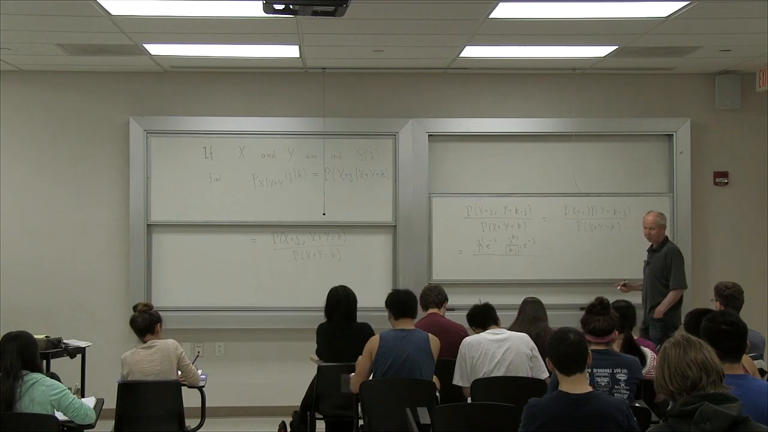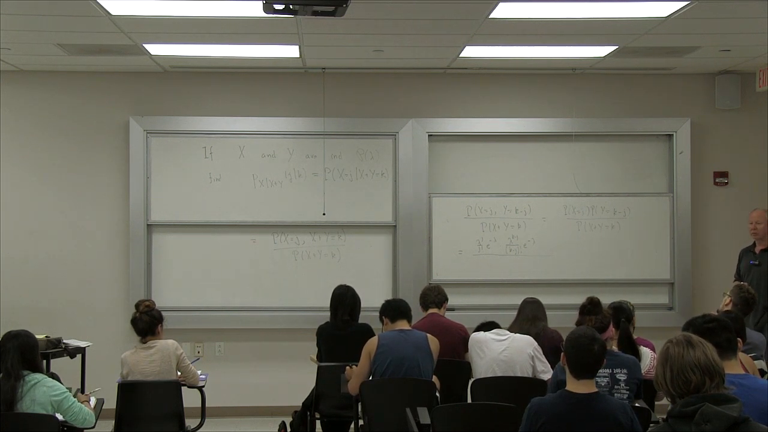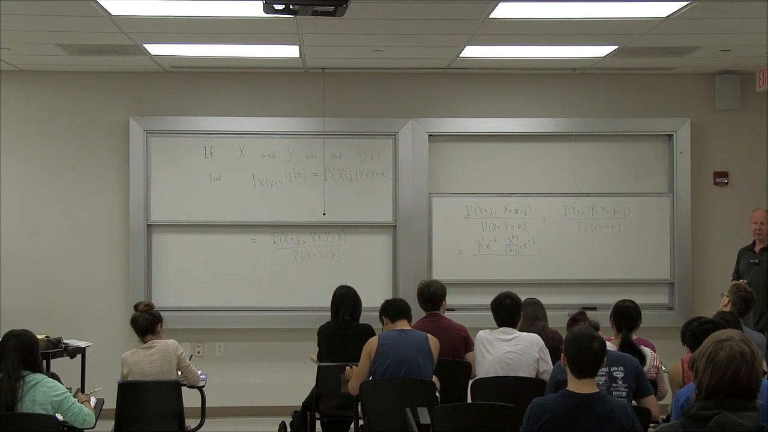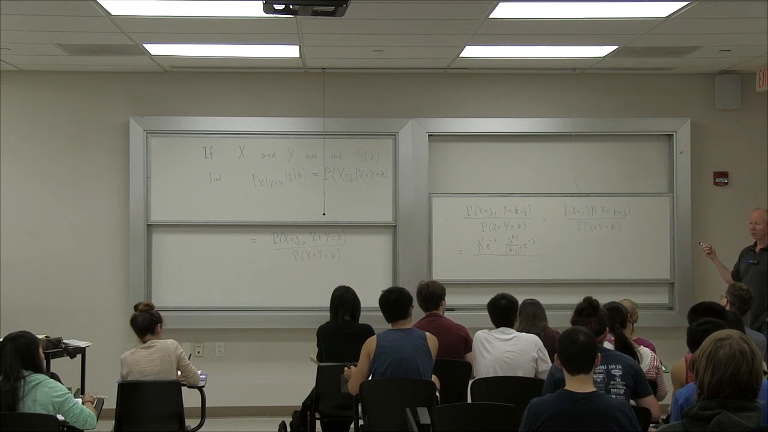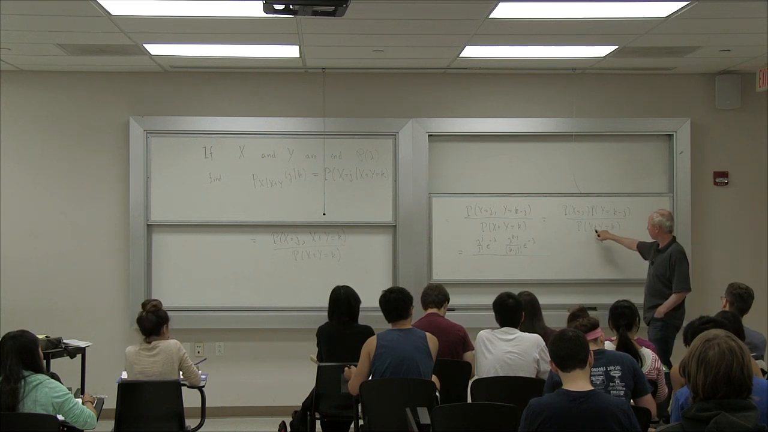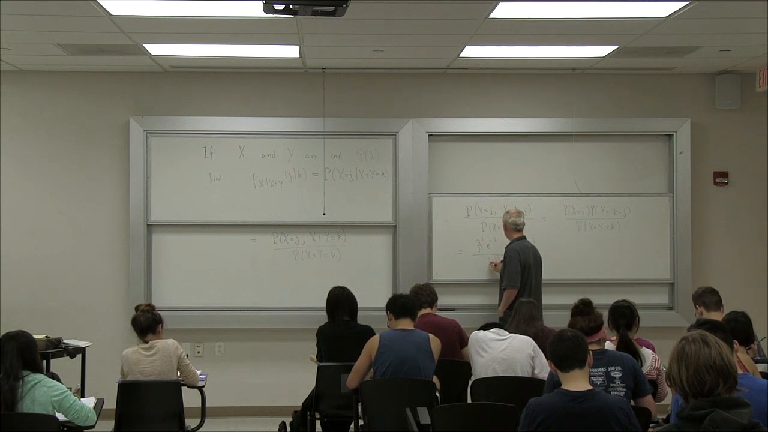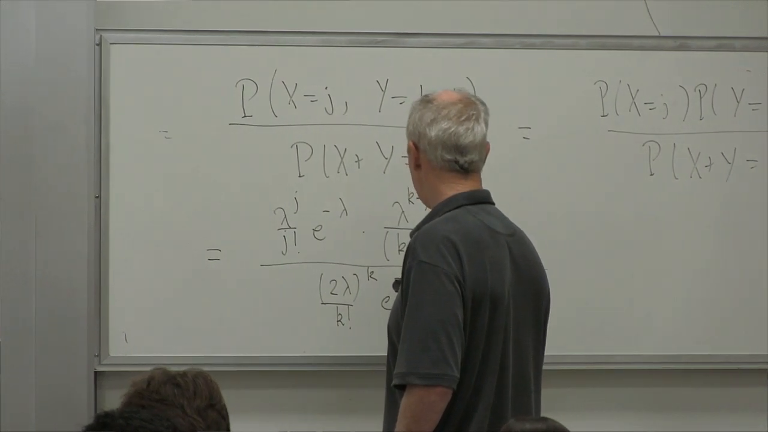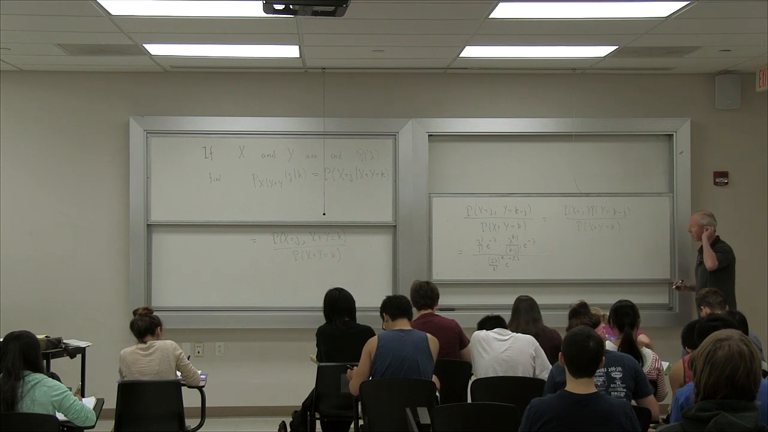What about x plus y? If x and y are independent Poissons with parameter lambda, what's the distribution for x plus y? Yeah, Poisson with parameter 2 lambda. We've done that before. How did we do it? We computed moment generating functions. So this would be Poisson with parameter 2 lambda. That means the denominator is 2 lambda to the k over k factorial, e to the minus 2 lambda. Okay, does that admit some simplification?